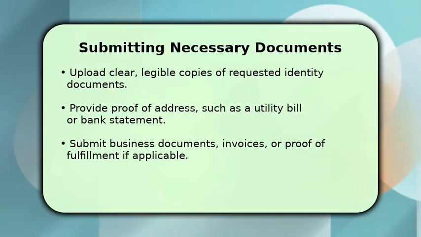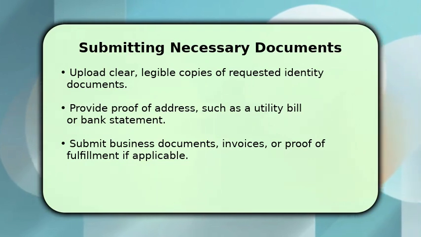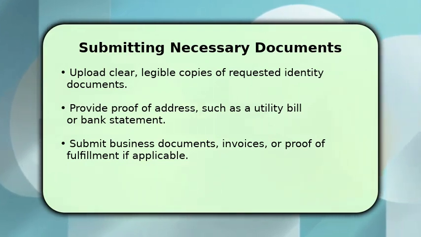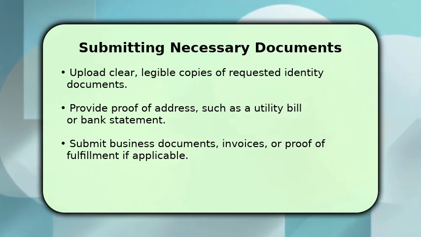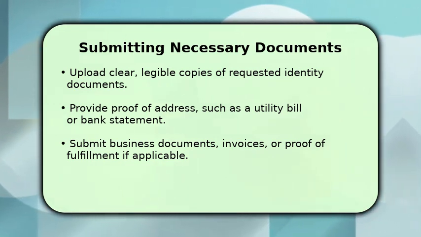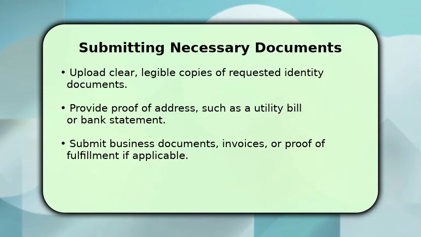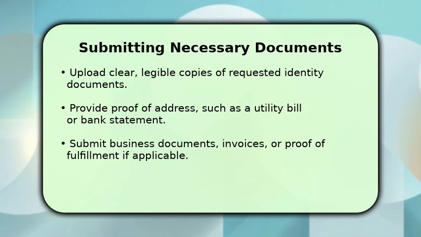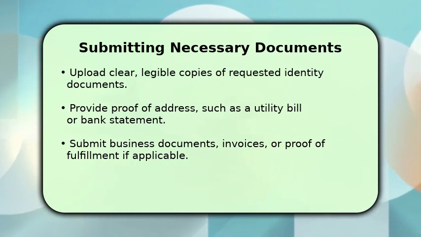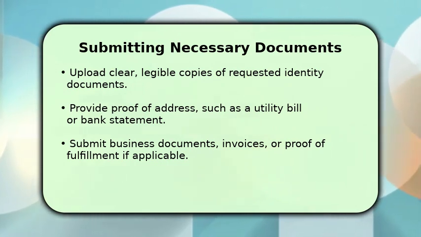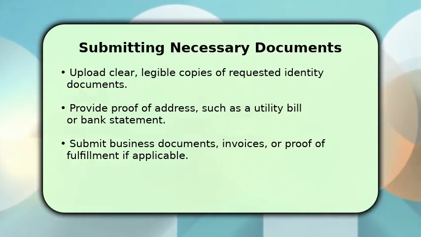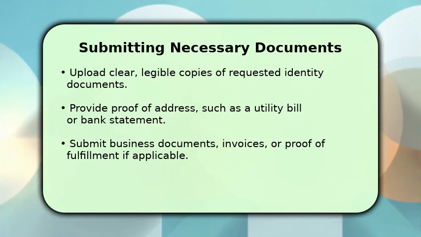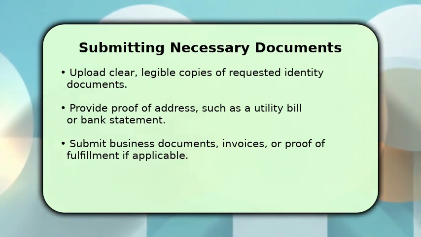To resolve a limitation, you'll typically need to provide specific documents. This often includes uploading clear, legible copies of a government-issued photo ID, like a driver's license or passport. You may also need to provide proof of address, such as a utility bill or bank statement dated within the last 12 months. For business accounts, invoices, supplier agreements, or proof of fulfillment for sales might be requested.